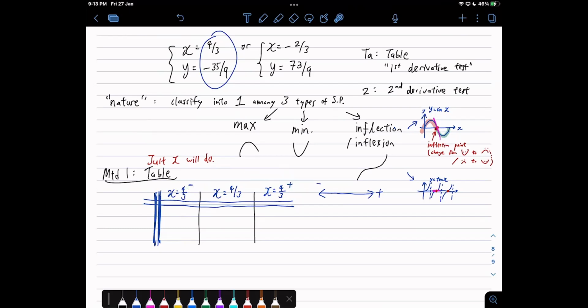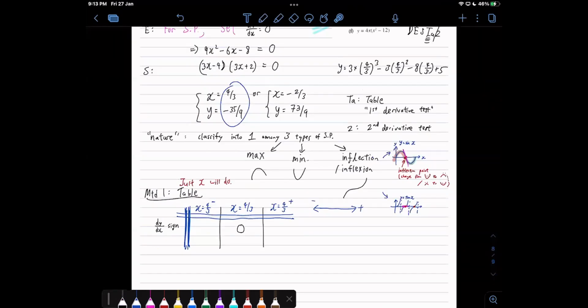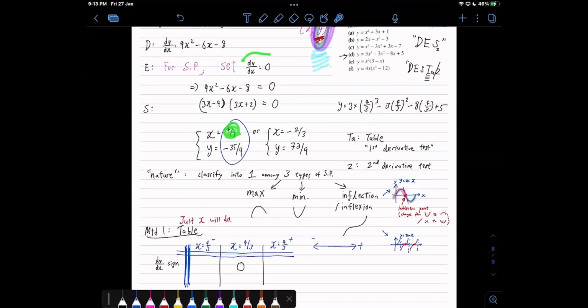Okay? Then on the left-hand column, I want you to write down dy by dx sign. Here, when x equals 4/3, dy by dx is definitely 0, right? Because how did this 4/3 come about? It came from your first step when dy by dx equals 0. So they must be the same. x equals 4/3, dy by dx equals 0. They are equivalent, right? So that's why it's a 0 here.